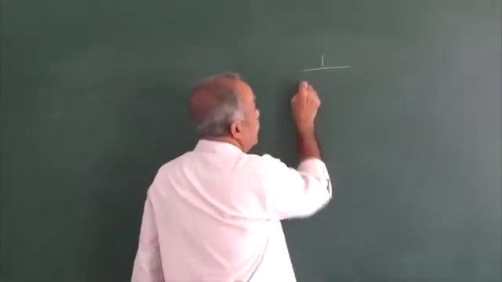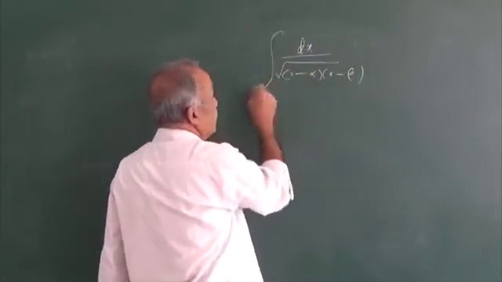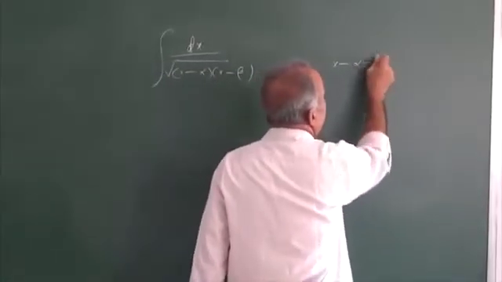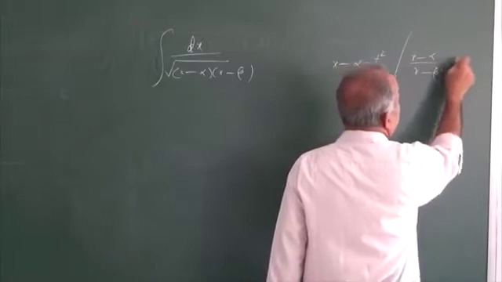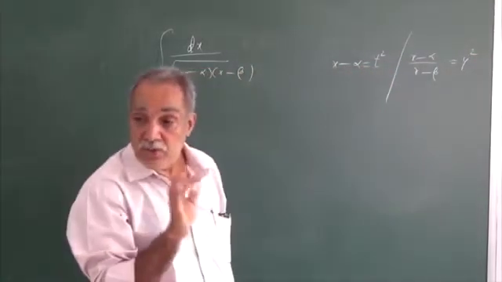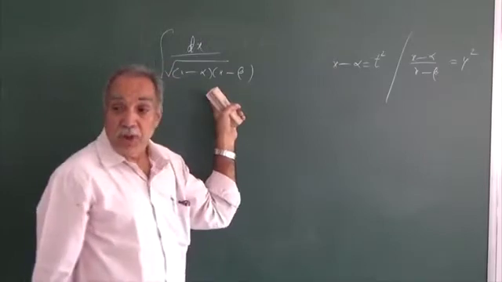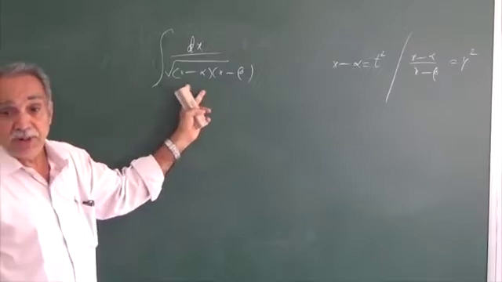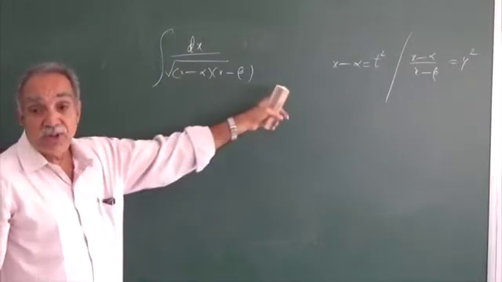Next type is reciprocal, 1 by root of x minus alpha into x minus beta. The substitution suggested is one is x minus alpha equal to t square, another is x minus alpha divided by x minus beta equal to y square. That's all, only two ways. I think this will be the most convenient substitution to evaluate an integral of this form, provided the quadratic expression under radical sign is factorizable. If it is not factorizable, this method doesn't work. You have to depend on method of completing squares. But when it is factorizable, this may be an ideal approach.